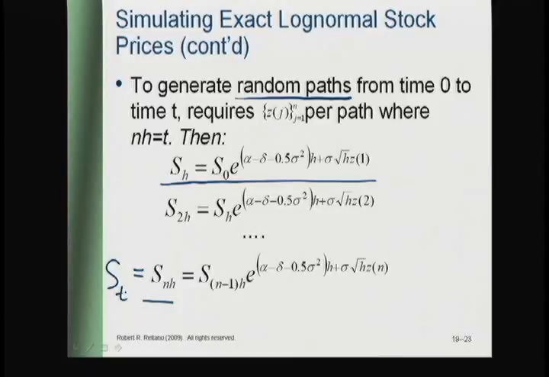And you'll notice that to do this, we need n values. That's what I say here. We need n random standard normals to produce one path, because I need n different normals to give me the n prices going from time 0 to time t. So this is a way of, instead of just generating the ultimate price at time t, generating intermediate prices from S0 to ST.